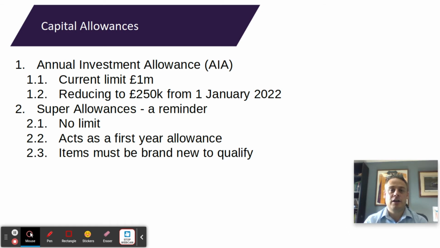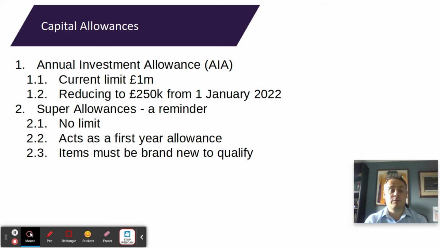Most of our clients don't get up to near the £1 million level, and so the annual investment allowance limit isn't overly forthright in their thinking when they're planning their capital expenditure. But the £1 million limit is actually a temporary limit, and the limit is set to reduce back to its previous limit of £250,000 a year with effect from the 1st of January 2022.